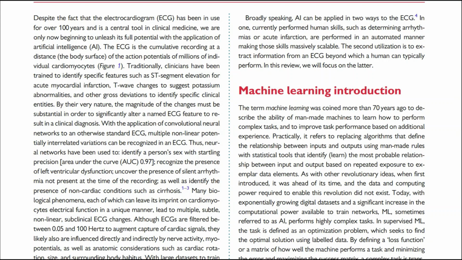Despite the fact that the electrocardiogram, ECG, has been in use for over 100 years and is a central tool in clinical medicine, we are only now beginning to unleash its full potential with the application of artificial intelligence, AI. The ECG is the cumulative recording at a distance, the body surface, of the action potentials of millions of individual cardiomyocytes, Figure 1. Traditionally, clinicians have been trained to identify specific features such as ST segment elevation for acute myocardial infarction, T-wave changes to suggest potassium abnormalities, and other gross deviations to identify specific clinical entities.